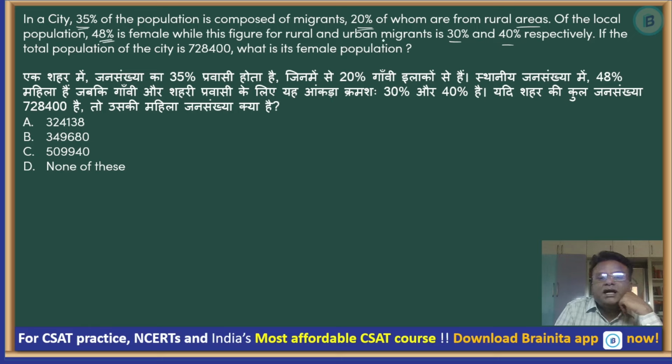Of the migrants, 30% of rural and 40% of urban migrants are females. If the total population of the city is 7,28,400, what is its female population? So we have to simply break this number and find the female population in the city. You have two choices to solve this question.